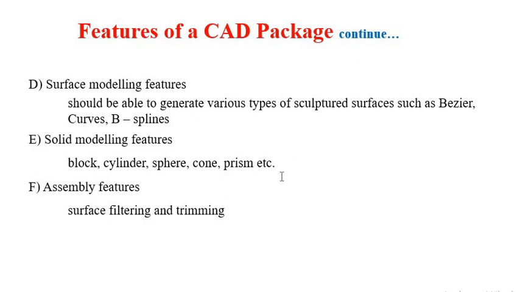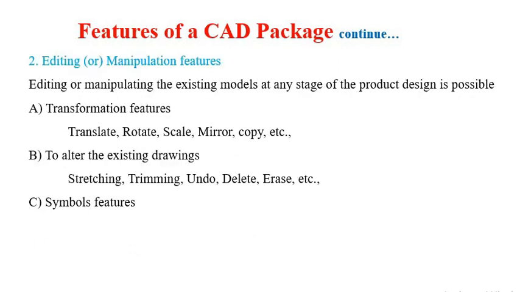Similarly, an assembly feature is available in the CAD package, along with surface filleting and trimming, so we can assemble the components. Second, editing and manipulation features. Editing or manipulating the existing models at any stage of the product design is possible. When we design a component in this CAD, we often need to edit or modify the existing design component. So a few features are provided: the transformation feature, altering existing drawings by stretching, trimming, undo, delete, erase, and some symbol features.